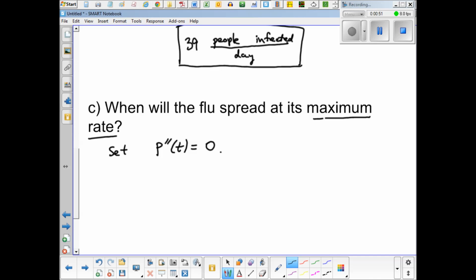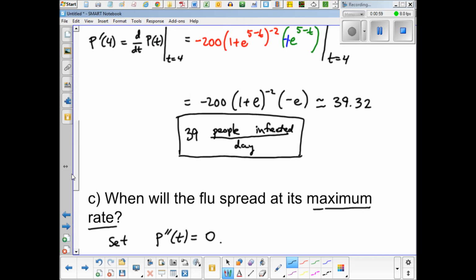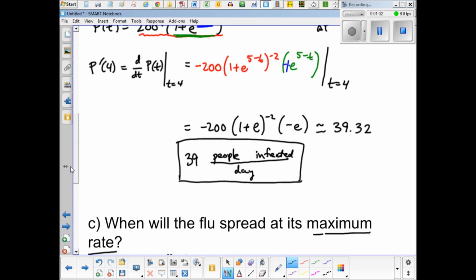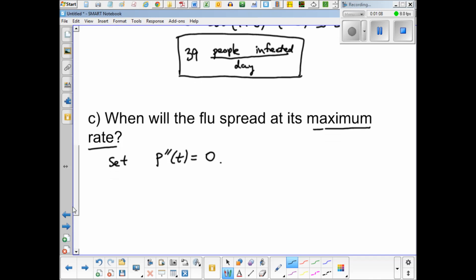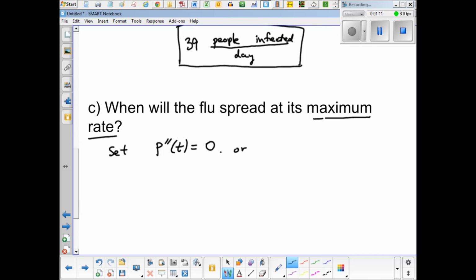Okay, now to get the second derivative, we would need to go back to our previous result and take the derivative again. That's a kind of a tedious task. There was our derivative, remember? So we'd have to take the derivative of that again, and then set it equal to 0 and solve. Okay, the other option is to look at the maximum point on the p prime of t graph. That's another possibility. Okay, so what I'm going to actually do is use my calculator for this.